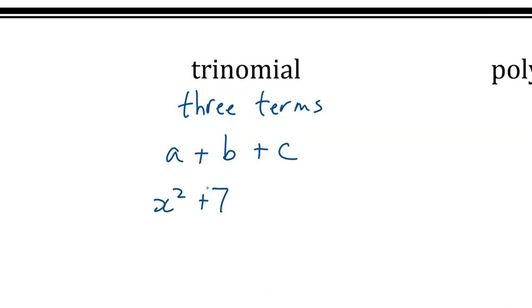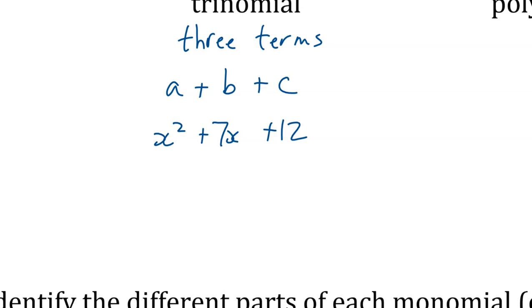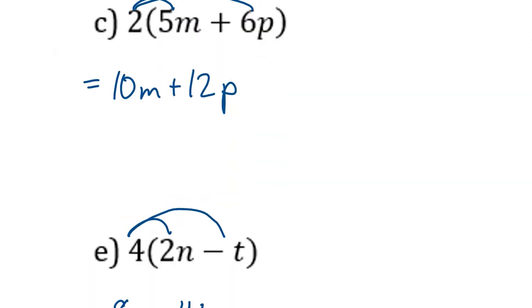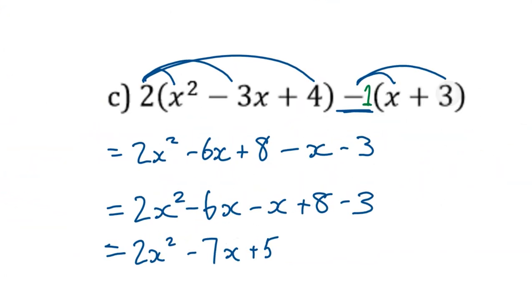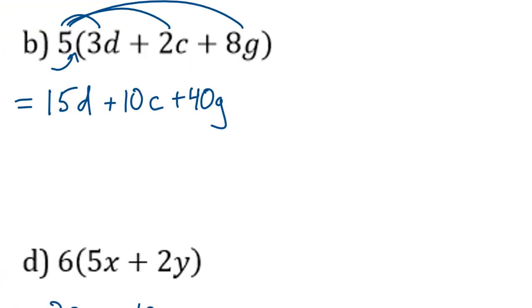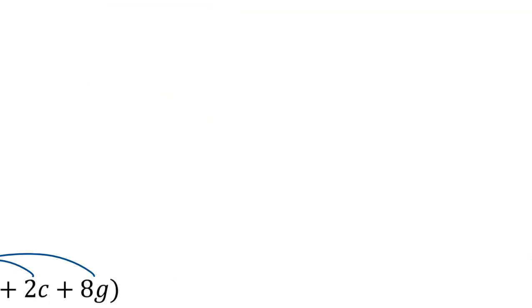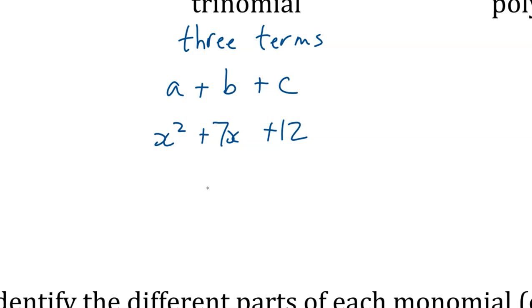x squared plus 7x plus 12. Those are things with three terms. Take a look at the previous lesson. There's the trinomial. Isn't there another one here? 3D, 2C, 8G. So maybe you've got five apples, two bananas, and 10 grapes, something like that. I don't know. Three terms.